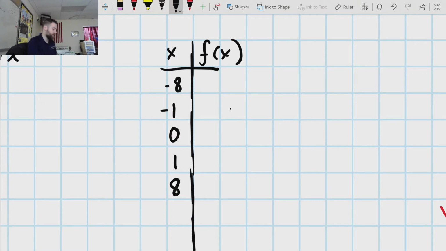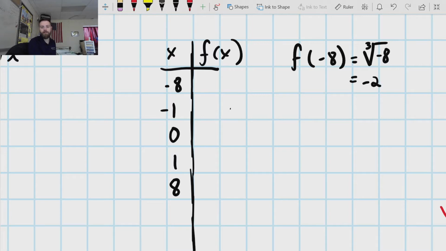And so I'm asking myself, okay, if x is -8, then what is f of -8? Well, I plug that into the cube root. And if I think about it, what are 3 numbers that multiply together to be -8? If you can think of the same number, it's actually going to be -2.